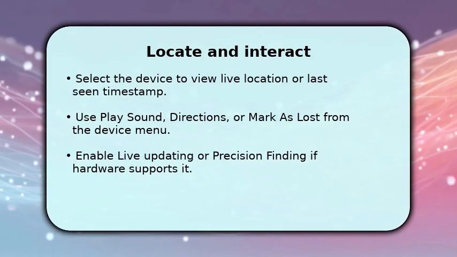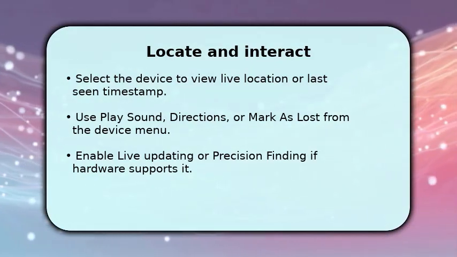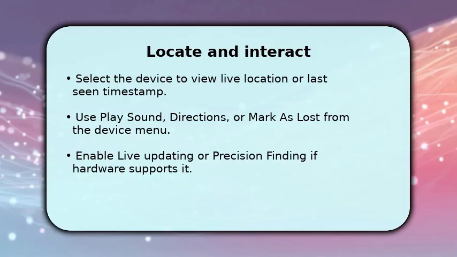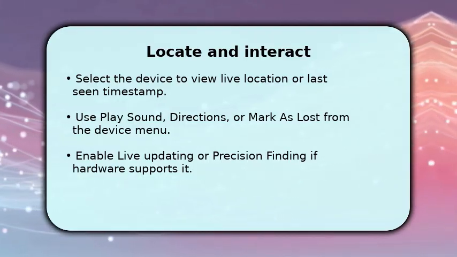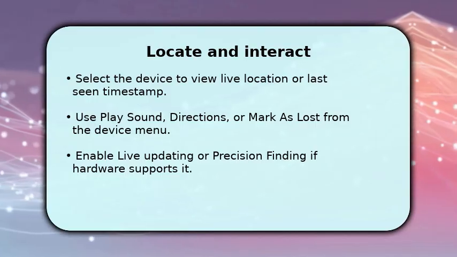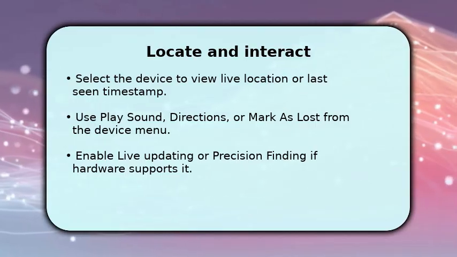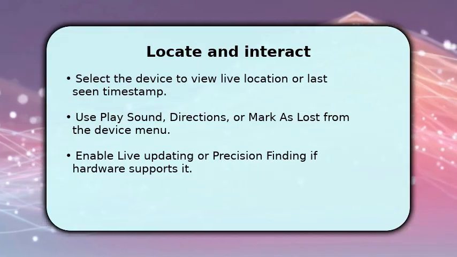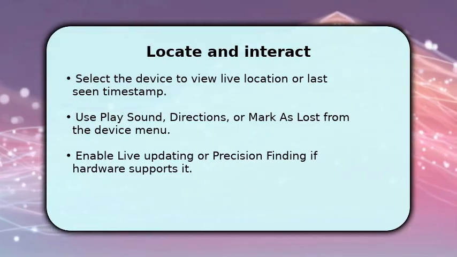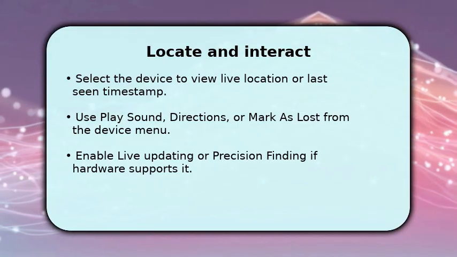After selecting the device, watch the map for a live location or a last seen timestamp and approximate accuracy circle. This tells you how reliable the point is. Use Play Sound to make the phone ring if nearby, or tap Directions to open Maps and navigate there step by step. If the phone supports Precision Finding, follow on-screen guidance for short distances.